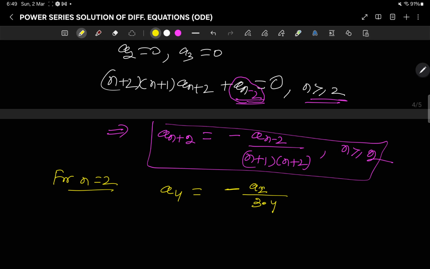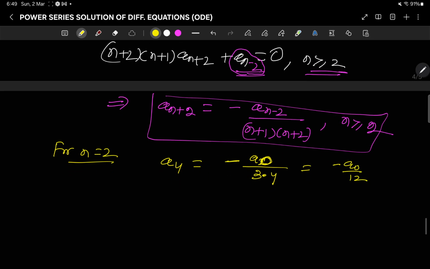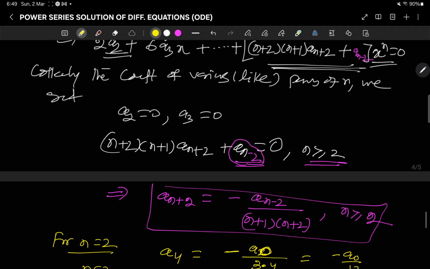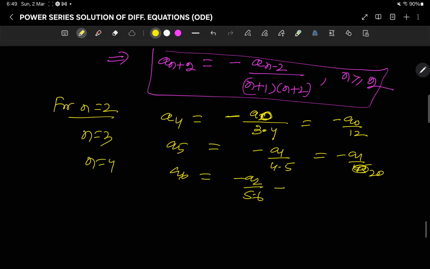For n is equal to 2, it is my a0. So this is minus a0 by 12. Accordingly, for n is equal to 3, I am getting a5 is minus a1 by 4 into 5, so this is minus a1 by 20. And accordingly, for n is equal to 4, I am getting my a6 is minus of a2 by 5 into 6, but a2 is already 0, we got it, so this is equal to 0.